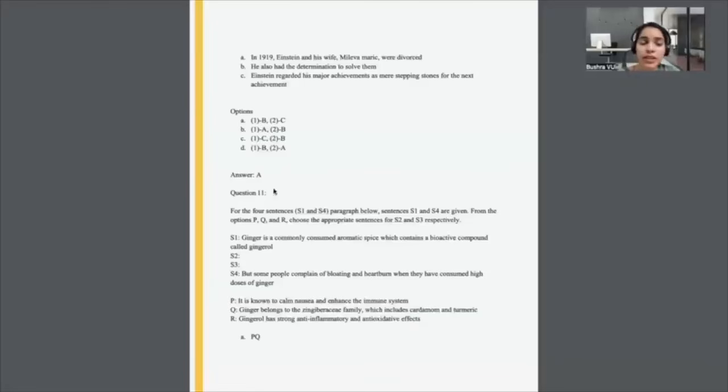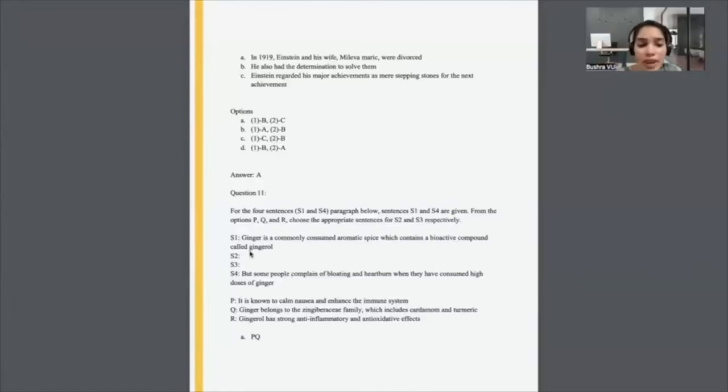Okay, let's look at question number 11. For four sentences S1 to S4 in the paragraph below, sentences S1 and S4 are given. From the options P, Q, R, choose the appropriate sentences for S2 and S3 respectively. Okay, here what they're telling, S1 is given, S4 is given. S2 and S3 are not given. You have to choose from the options P, Q, R, which fits into it perfectly.